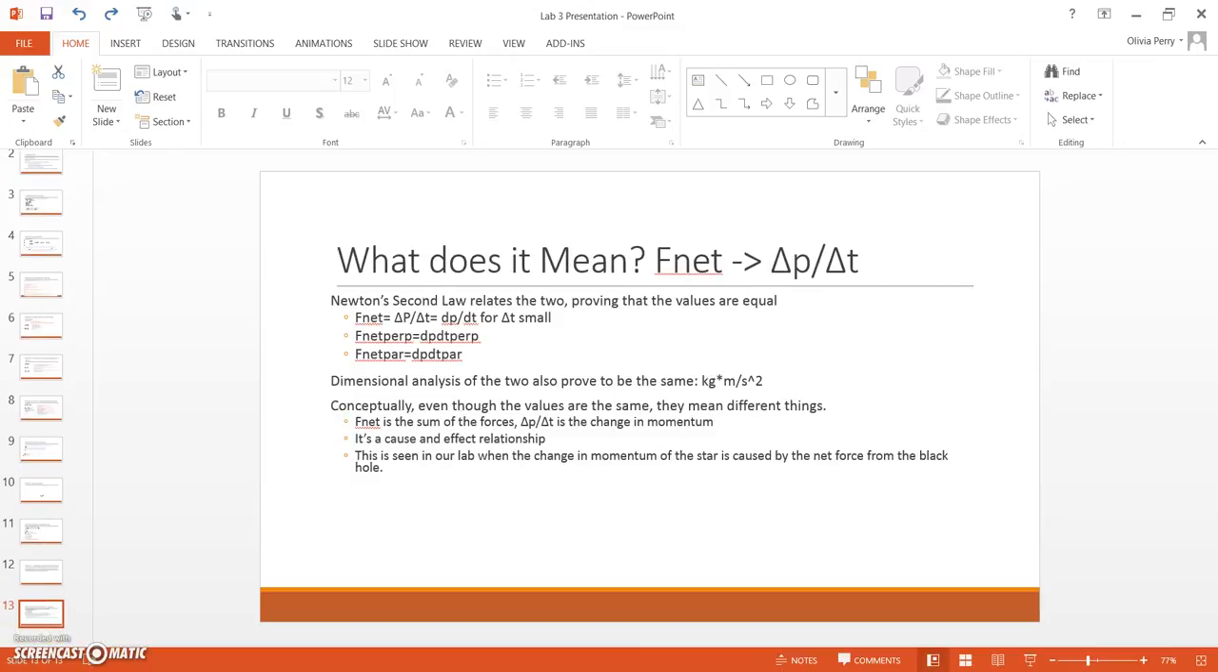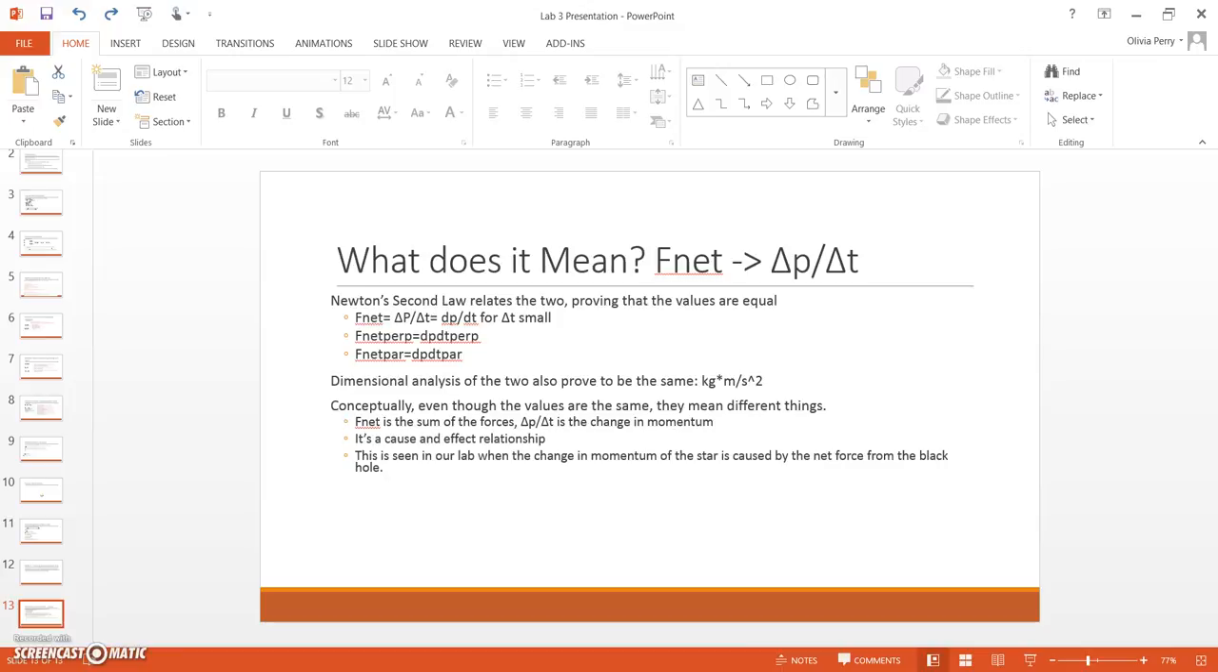Newton's second law relates Fnet and delta p over delta t, proving that the values are equal, and this proof was shown earlier in the video. Because they are equal, the corresponding parallel and perpendicular components are also equal. Dimensional analysis of Fnet and dp over dt also proved to be the same, kilogram times meter over second squared.